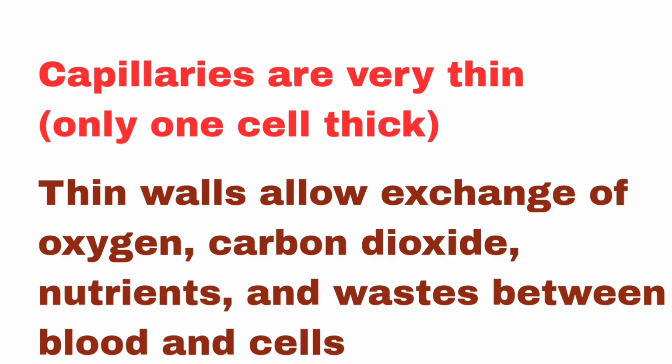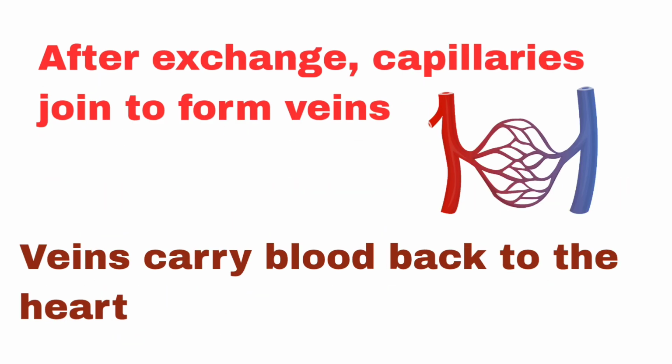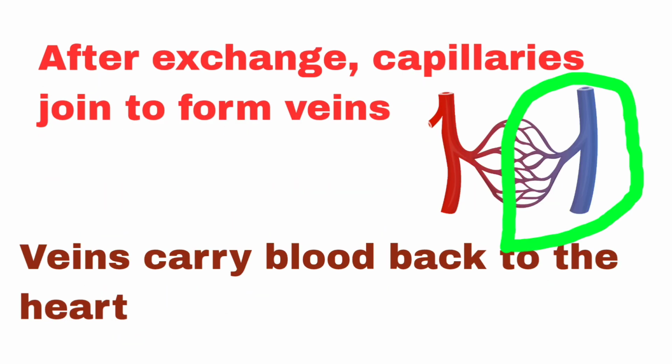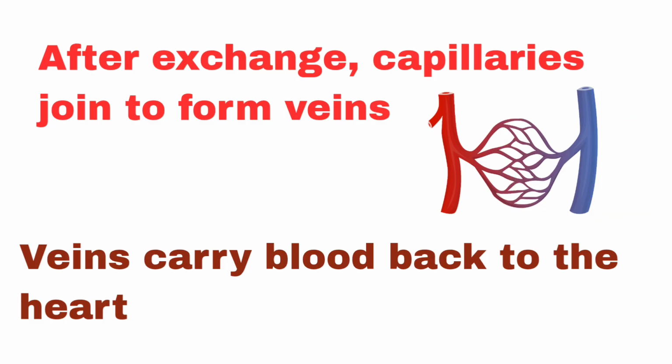And after the exchange, what happens to the capillaries? The capillaries, they join together to form what? To form veins. And these veins, they carry blood back to the heart. So, what are capillaries? Capillaries are the smallest blood vessels with very thin walls. That is, the walls have only 1 cell thickness.